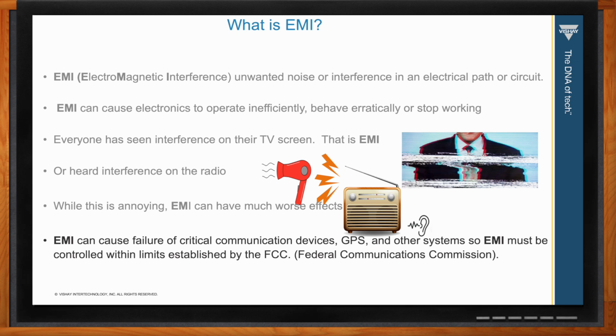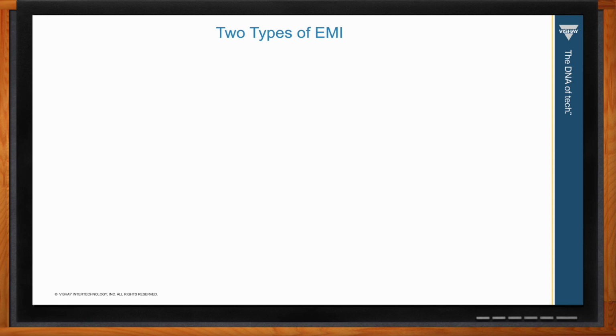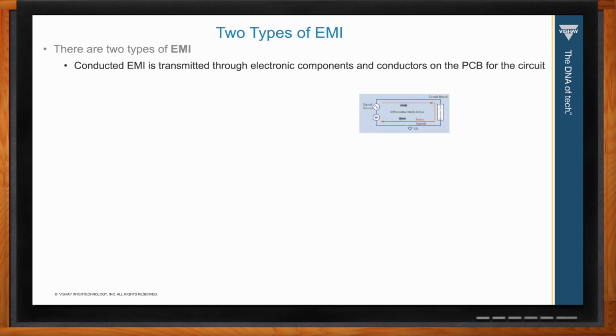That is scary, Tim. Now, how do we get rid of EMI? Okay, well, first of all, we need to understand a little more about the EMI. So there's two types of EMI that we have to worry about. One is conducted EMI, which is transmitted through the electronic components and conductors on the PC board of the circuit. So the conducted EMI is typically caused by the switching noise in the MOSFET devices. As they turn on and off, they can create spikes which have high harmonics that cause the switching noise.